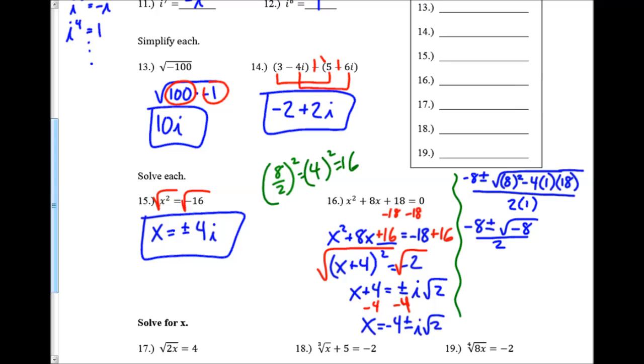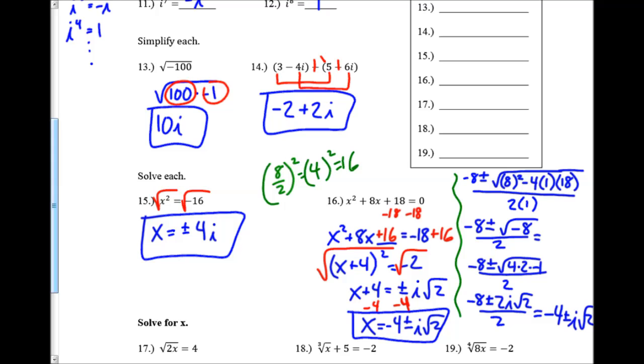When I do this, I can break that negative 8 down into 4 times 2 times negative 1. I'm going to have to do this on the next line. So that's 4 times 2 times a negative 1. And now as I continue to simplify that, that's negative 8 plus or minus 2i root 2. And now everything's divisible by 2, so I have to divide each. That's going to be negative 4 plus or minus i root 2. And there I am back at the same answer. So either way, either completing the square or the quadratic formula, works for that one.